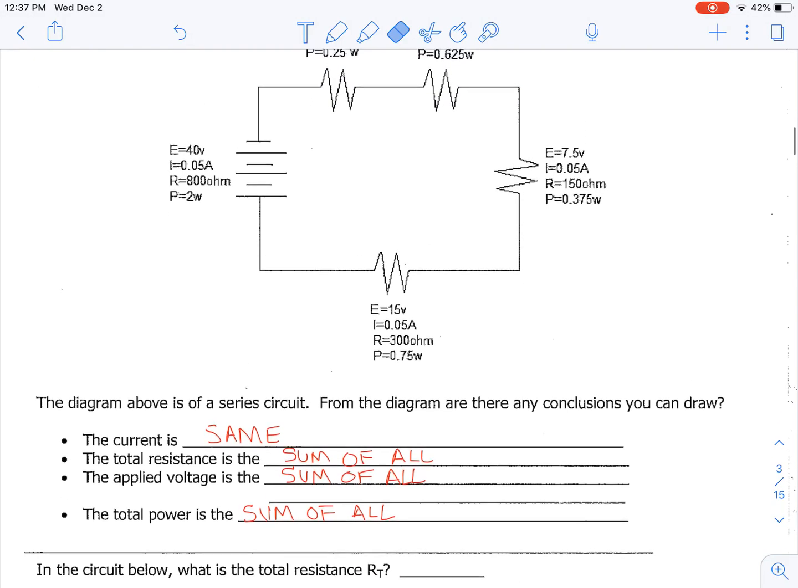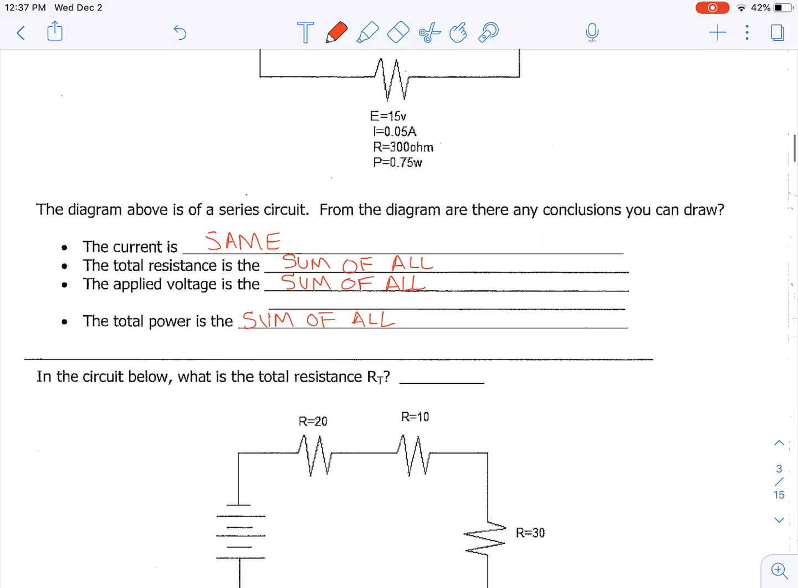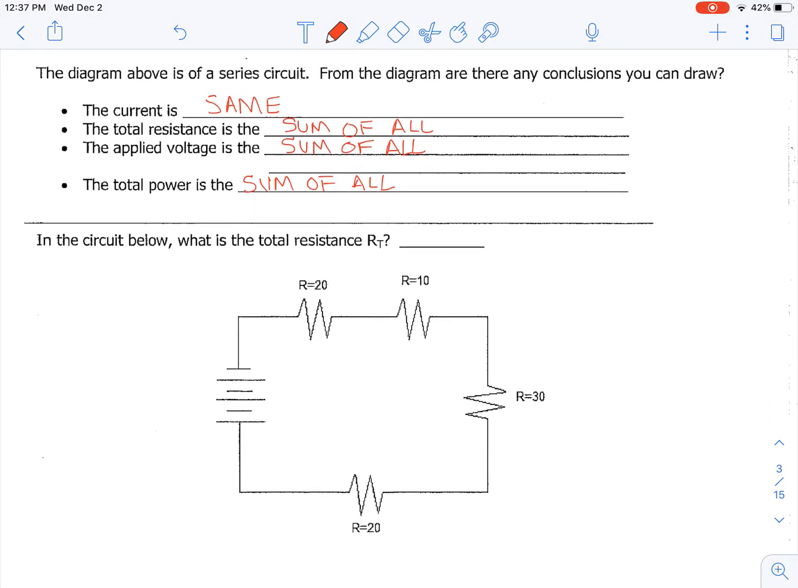Because again, like the bedroom example, I said you have to have all those things on so that you could run your air conditioner. If you turned your air conditioner off, then nothing else would work either. So down below, we're going to do a few examples of just some really easy questions, just so that we get the hang of those 4 little rules for series circuits.